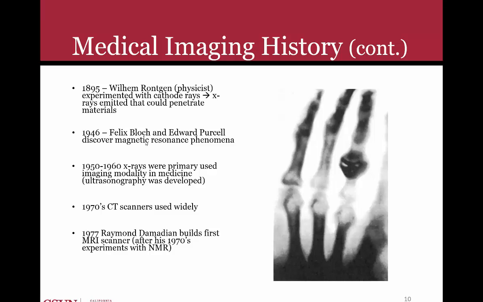In 1946, Felix Bloch and Edward Purcell. Bloch and Purcell will be driven home when we actually talk about MRI machines, where you're going to talk about the Bloch equations and the Purcell pulse sequence. They were the ones that discovered the magnetic resonance phenomenon. And by 1977, the first MRI scanner was built by Raymond Damadian. Again, this was from the experiments done with nuclear magnetic resonance.